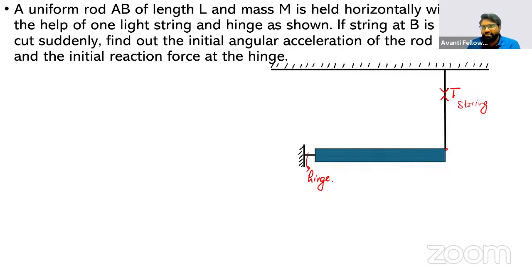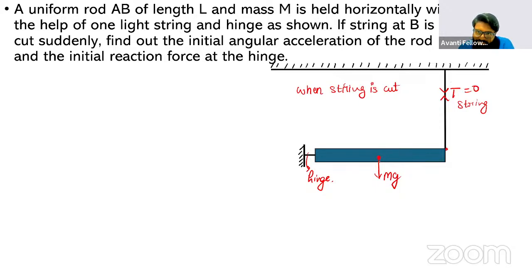So we need to find out the torque, the reaction force at the hinge, and the initial angular acceleration. Initially, if you see before cutting it, there is a force mg acting downward, and this is a tension force in the string. When the string is cut, this tension force will become zero.